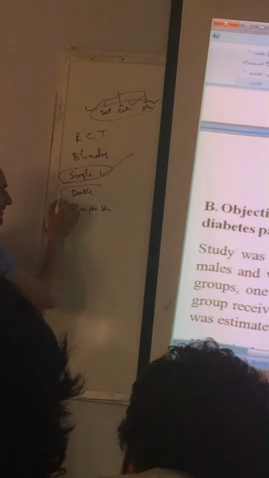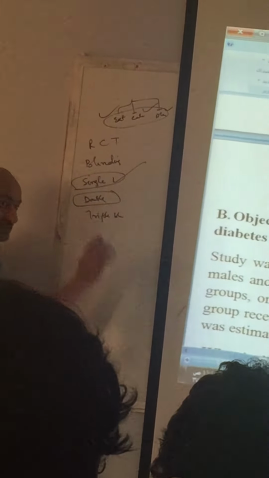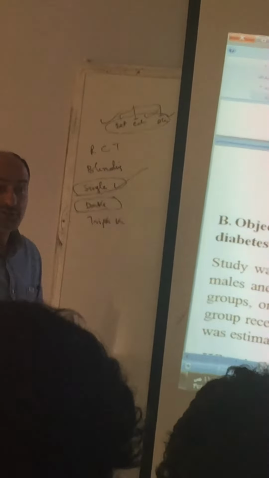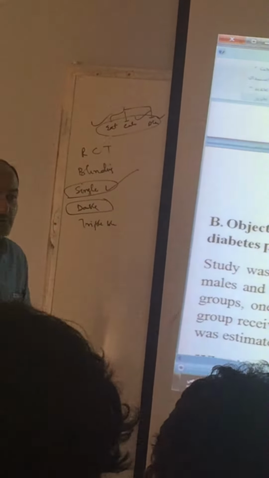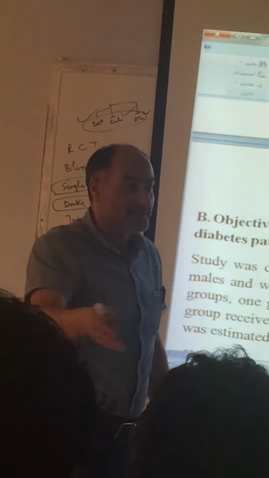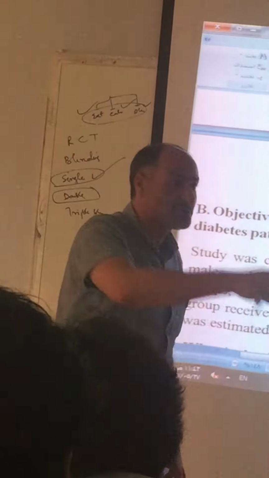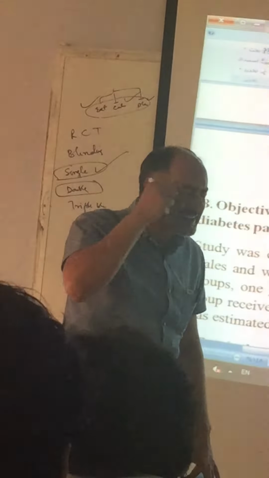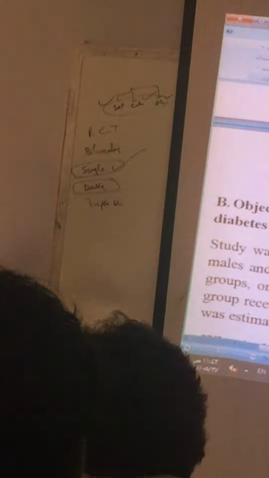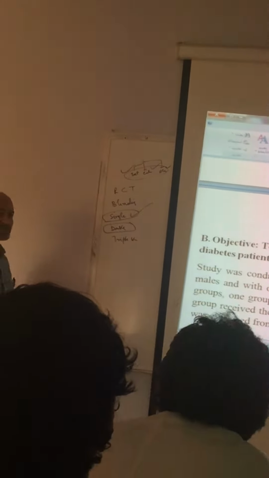Double blinding is when the participants do not know, and the doctor who gives them medicine also does not know which group this person belongs to. He doesn't know whether this person belongs to the control group or the experimental group. So you are blinding him. You know blinding? This is called double blind. So the participants do not know, the doctor does not know. This is called double blind.